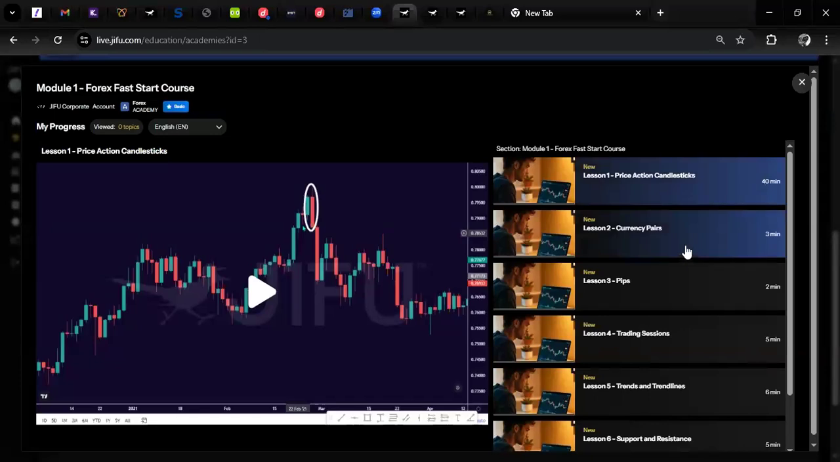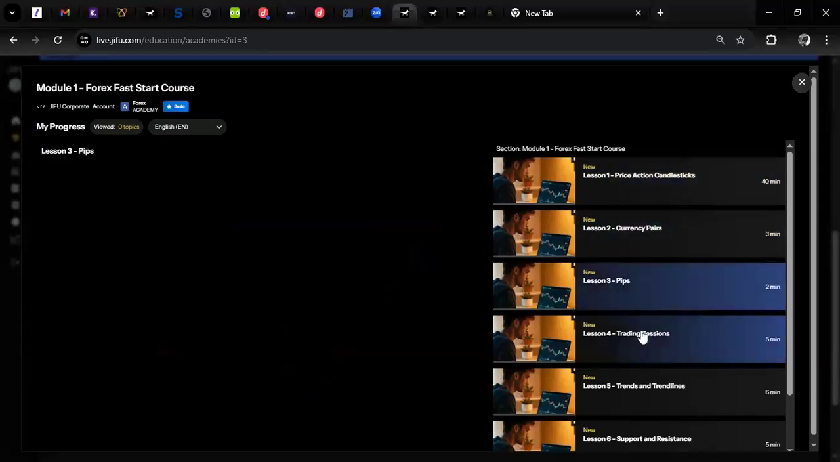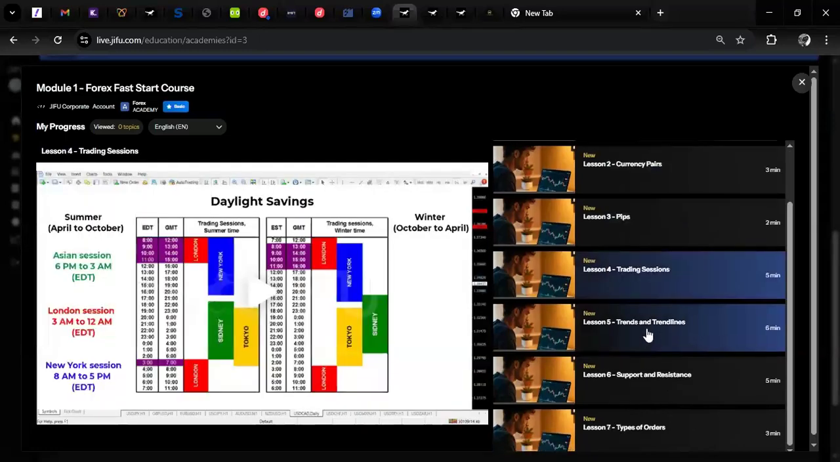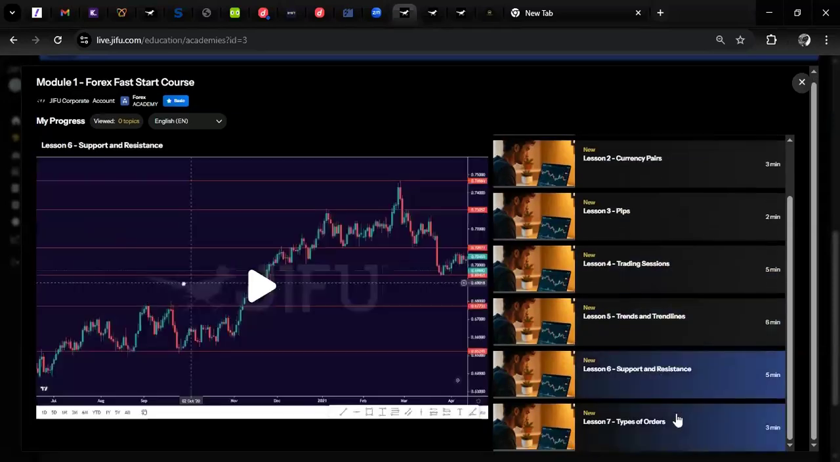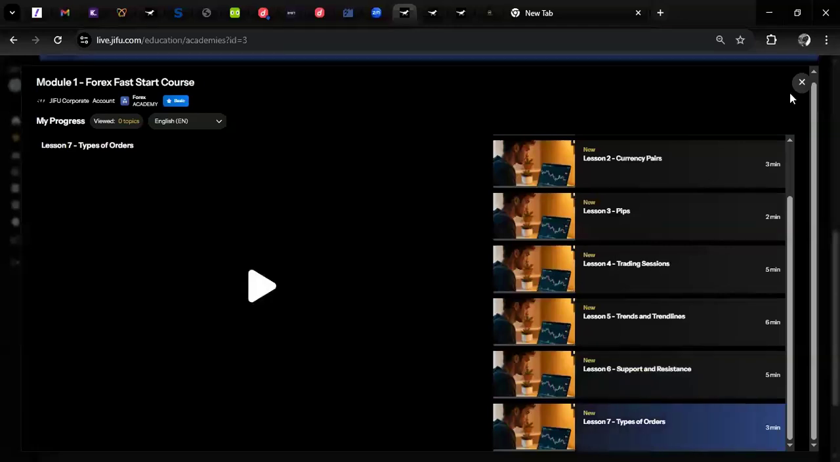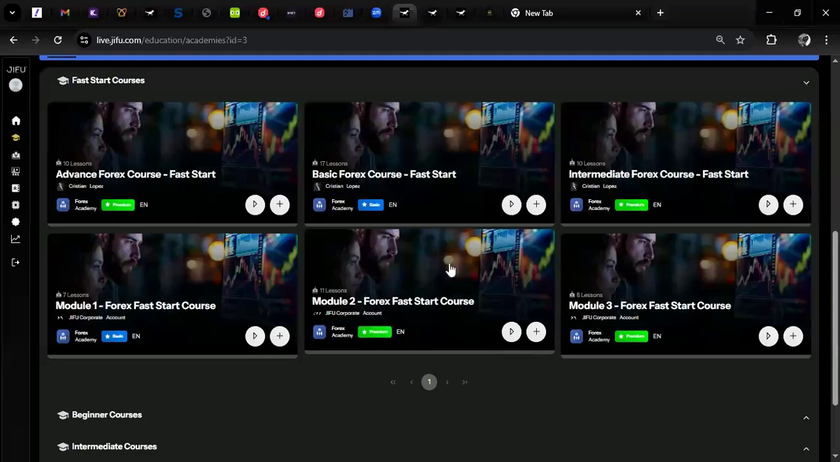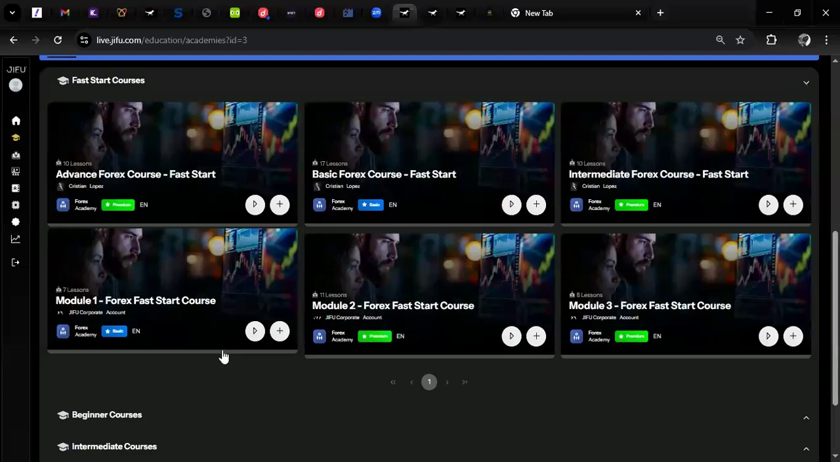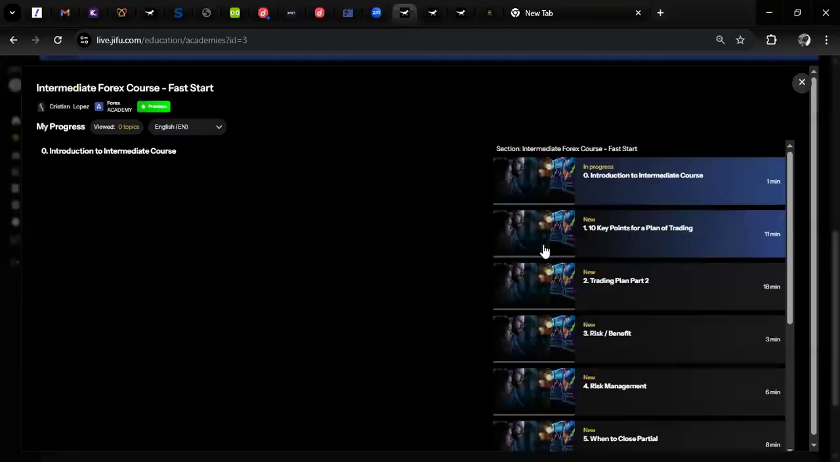Now, currency pairs as well. You might need to watch the video. Pips as well. Trading sessions, very underrated and important. Trend and trend lines, support and resistance, types of orders, the likes of buy stop, sell stop, and all of that. So you need to know when to use them and how to use them. Now, don't forget: basic course, module one, then intermediate. These are not arranged, and that's what I'm emphasizing.